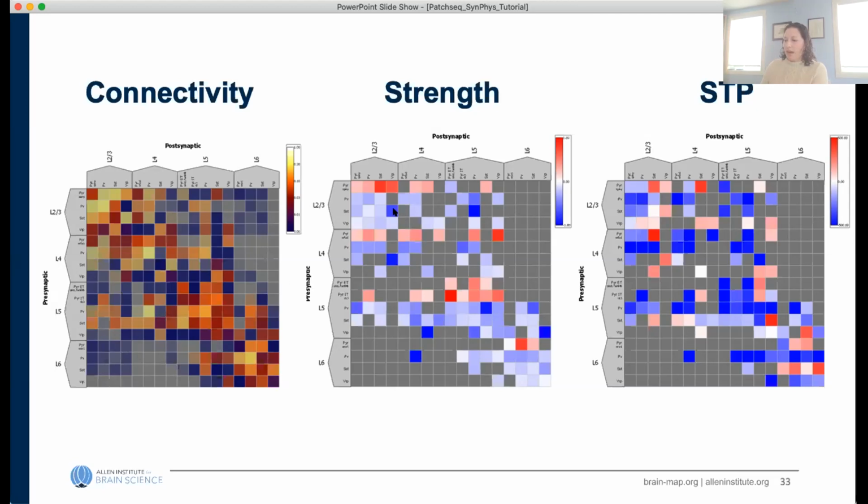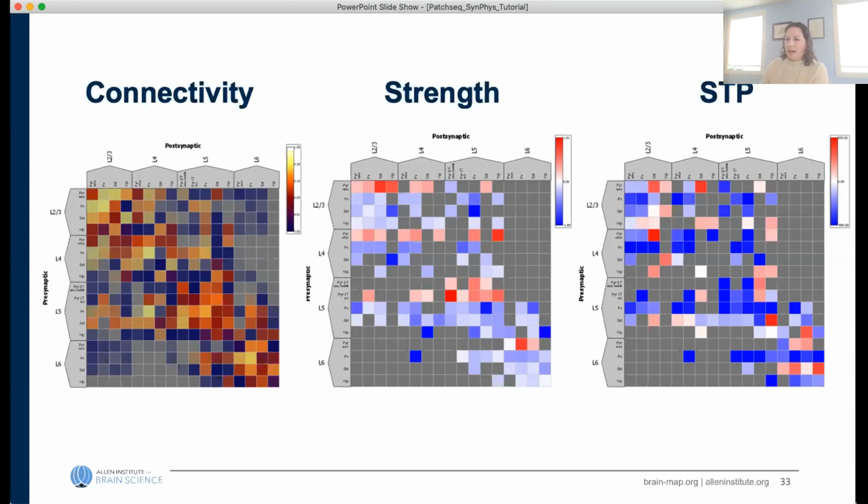We can look also at the strength of these synapses, where red elements here denote excitatory synapses and blue inhibitory synapses. And similarly for short-term plasticity, red elements would be those that are facilitating and blue, those that are depressing.